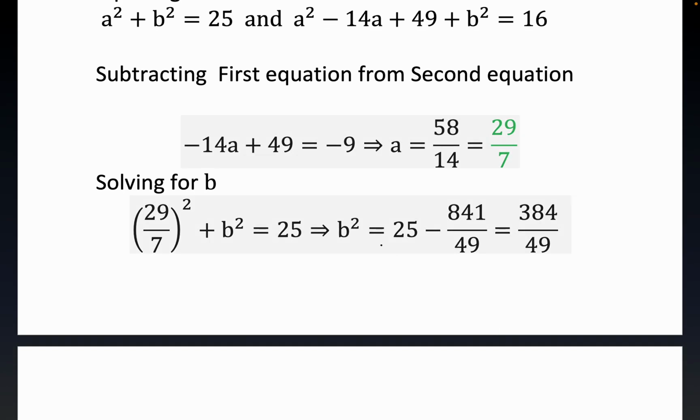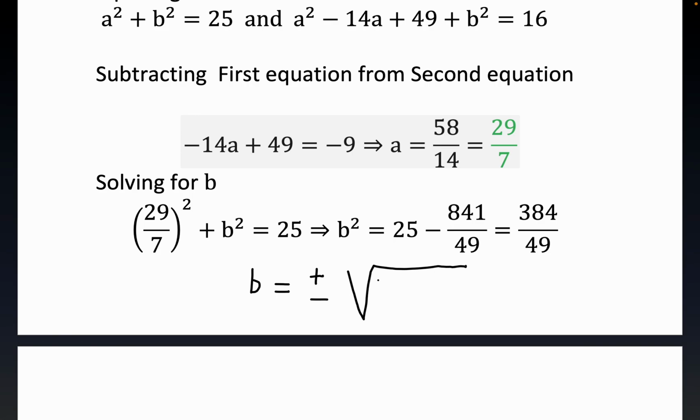This would tell you B squared is equal to this, right? So this would tell you that B has to equal, notice you have two solutions consistent with the geometric interpretation. You would have B is equal to plus or minus the square root of 384 over 49.